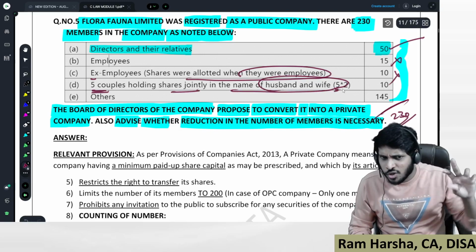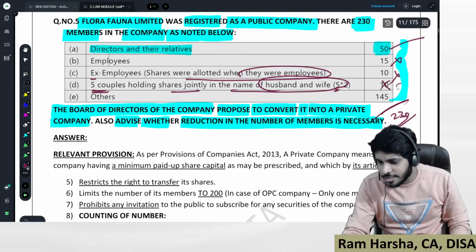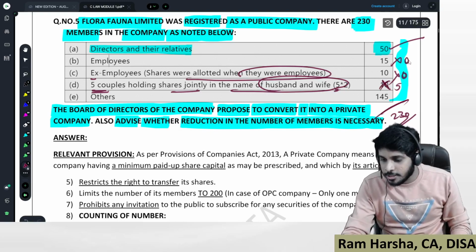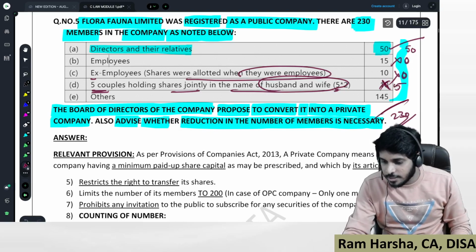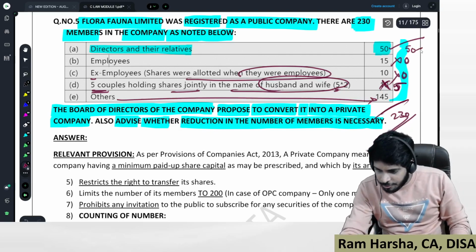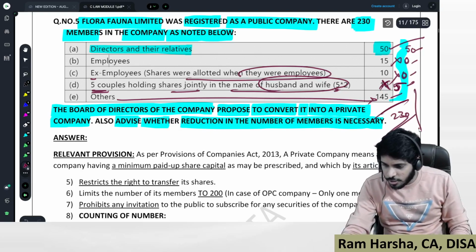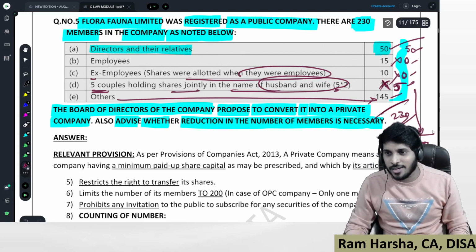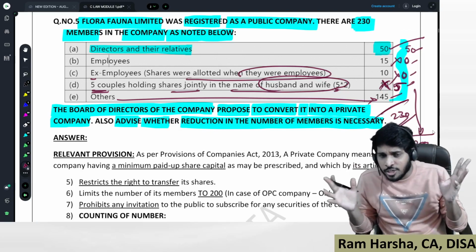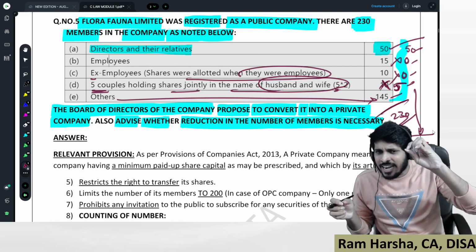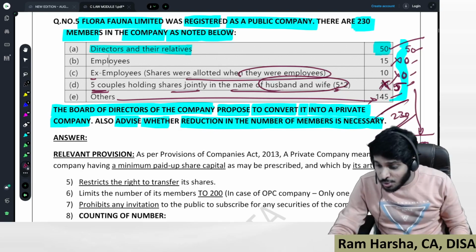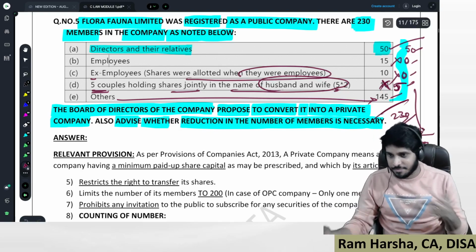5 couples means only 5 owners, right? Why 10? It is considered as 5. Directors and relatives 50, employees 0, ex-employees 0, joint holders 5, and remaining other shareholders 145. Total it is exactly 200. Since the number of members is exactly 200, can they convert into a private company? Yes. Is there any requirement for reducing the number of members below 200? No, 200 is permitted. Over.